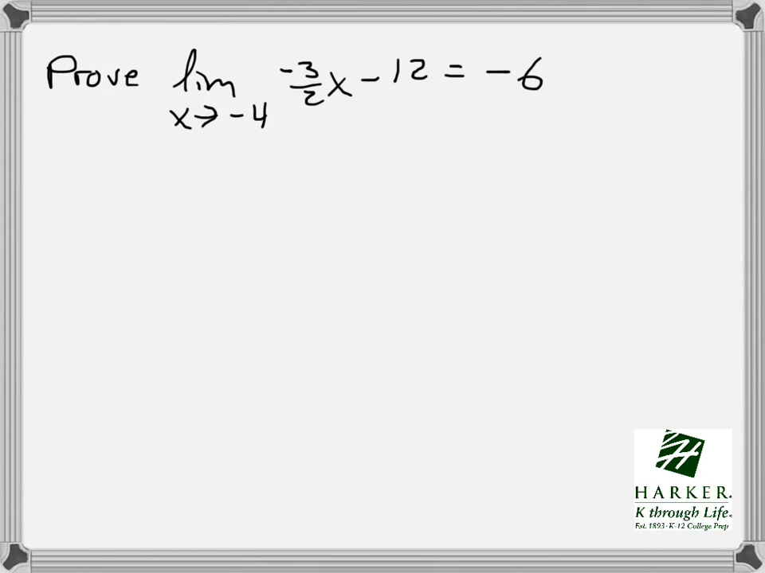Okay, prove that the limit as x approaches negative 4 of negative 3 halves x minus 12 is equal to negative 6. Well, let's see how that one goes. I'll give you a chance. See if you want to guess what delta is going to be. Did it. Times up? Yes, let delta equal 2/3 epsilon. And again, don't worry about where that comes from.